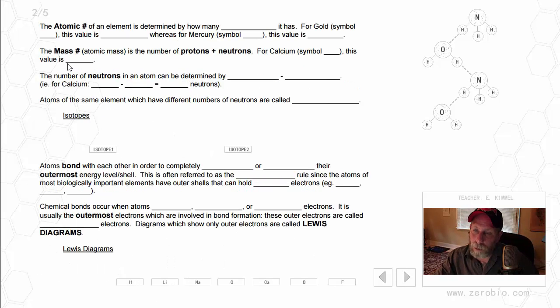Okay, so let's get into a little bit of theory. The atomic number of an element is determined by how many protons it has, and this I've already said. So you look at the periodic table and you see atomic number 1, 2, 3. This is the number of protons.